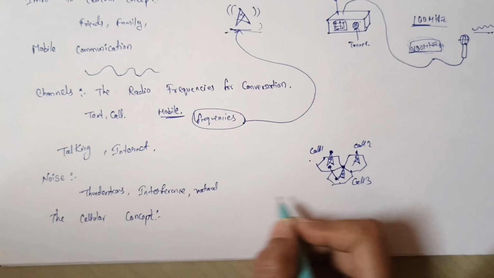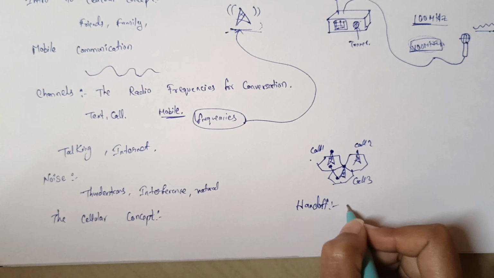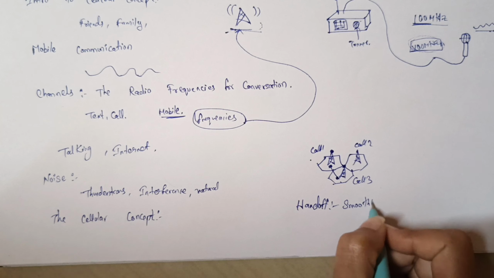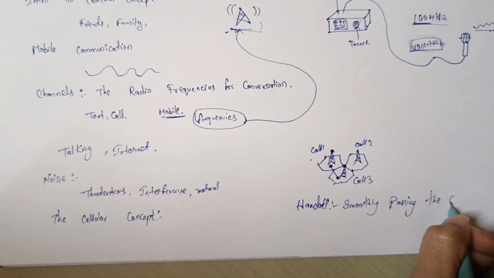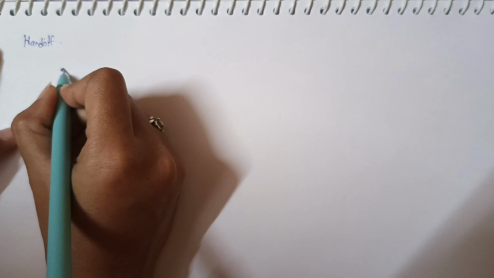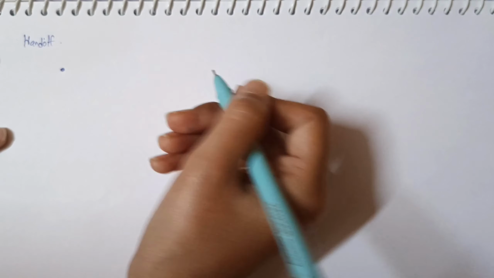So how does it happen? This is called handoff. This is like smoothly passing the call. Now let me explain in detail what handoff is. Imagine you are walking while talking on the phone. As you move, your phone smoothly switches from one mini tower to the next.